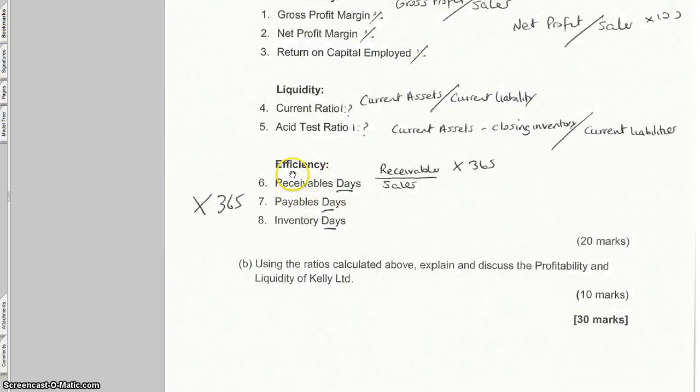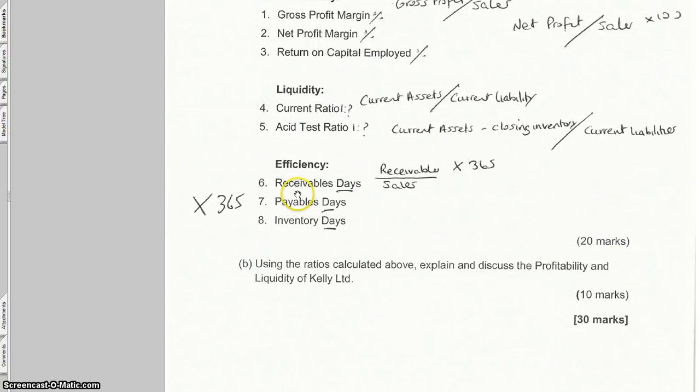So these three ratios are to do with efficiency, which is looking at how efficient the company is at managing its working capital. Its working capital is largely made up of money owed to it from its customers, which are receivables, and then money that the company owes to its suppliers, which are payables, and then inventory, how much inventory or stock the company has on hand.